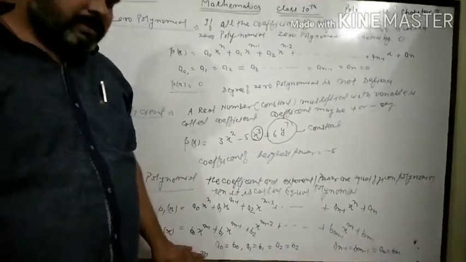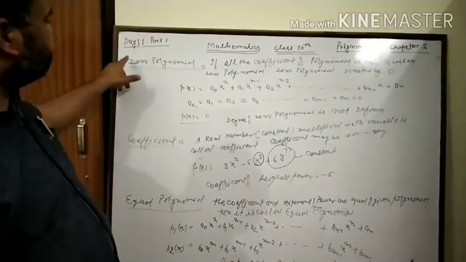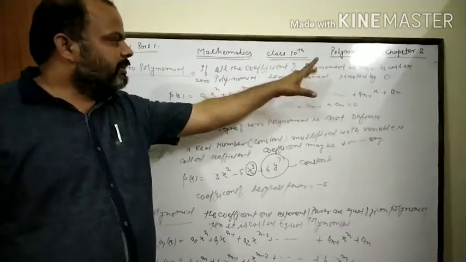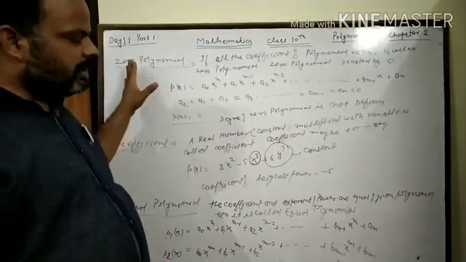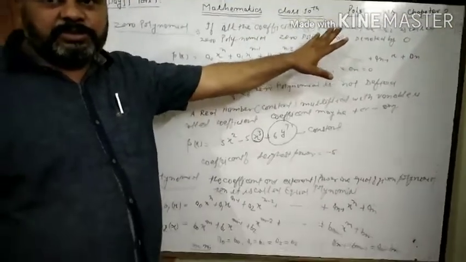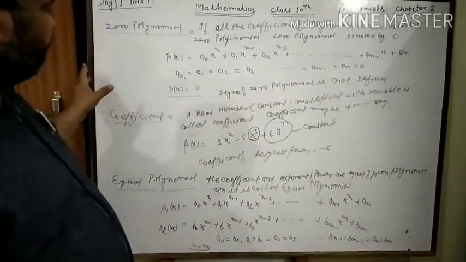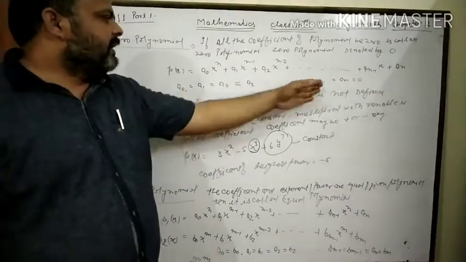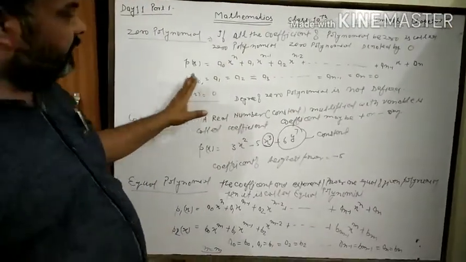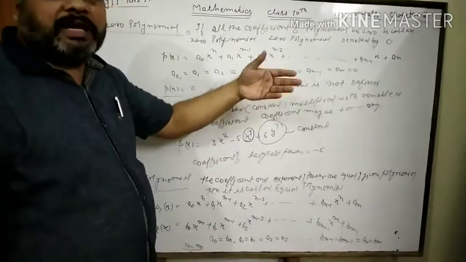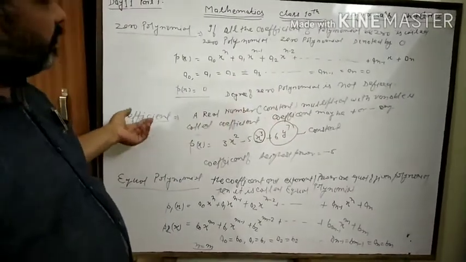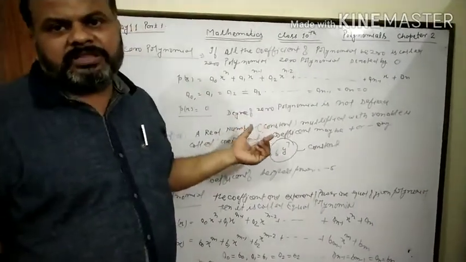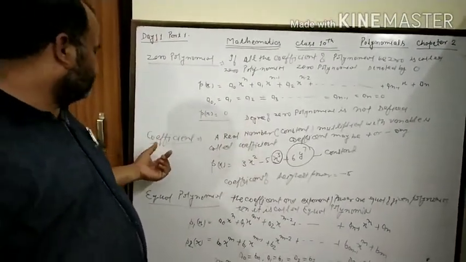Then again we discuss the zero polynomial. If all the coefficients of a given polynomial are 0, then it is called the zero polynomial, like a0 equal to a1 equal to a2 and all are 0. The degree of the zero polynomial is not defined. Clear? Why is it not defined? Because in this polynomial there is no variable, that's why there is no degree.